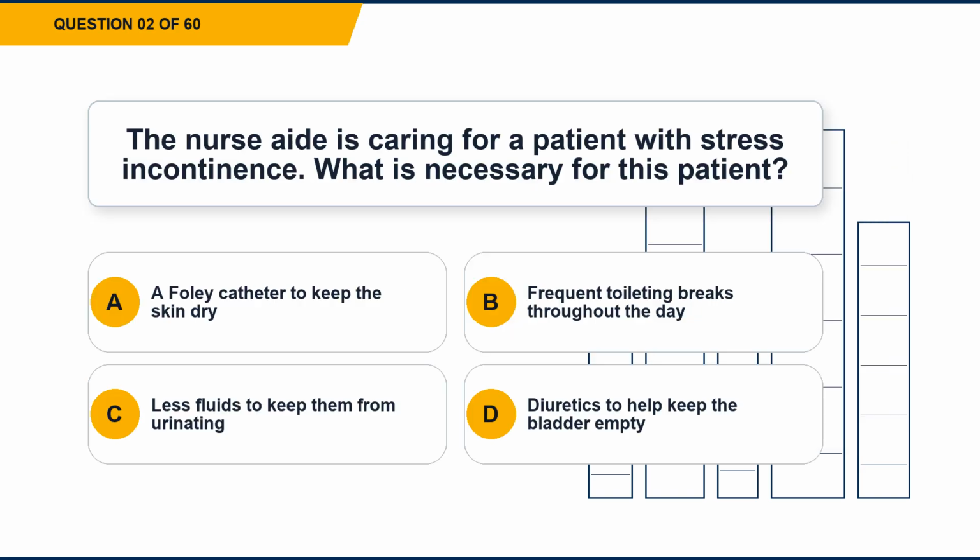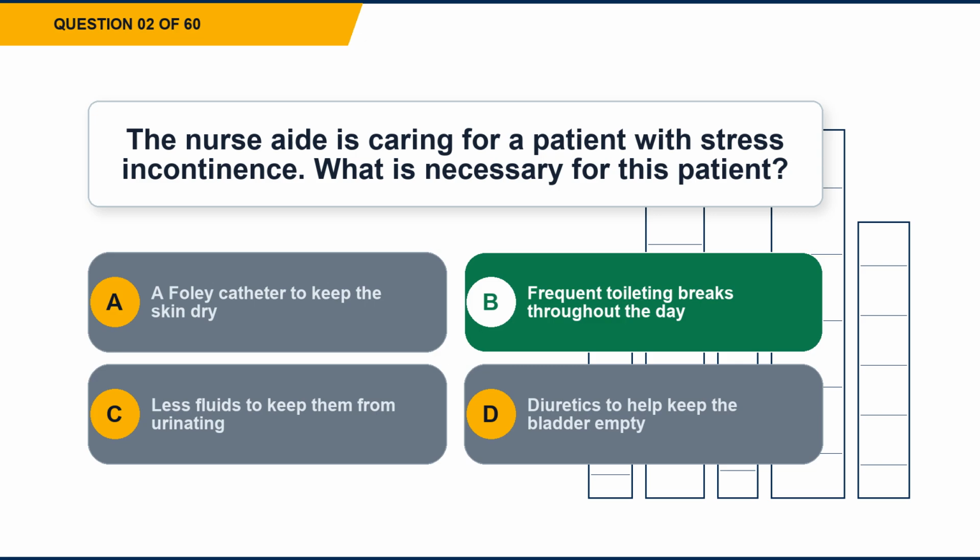Question 2. The nurse aide is caring for a patient with stress incontinence. What is necessary for this patient? Option A, a Foley catheter to keep the skin dry. Option B, frequent toileting breaks throughout the day. Option C, less fluids to keep them from urinating. Option D, diuretics to help keep the bladder empty.